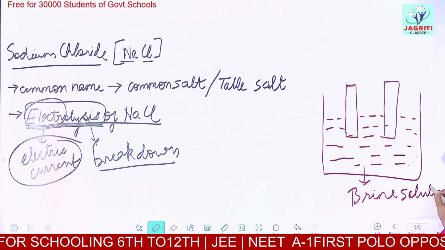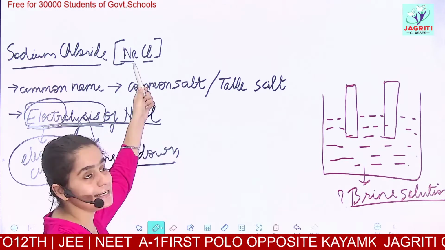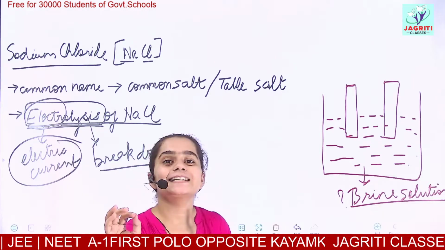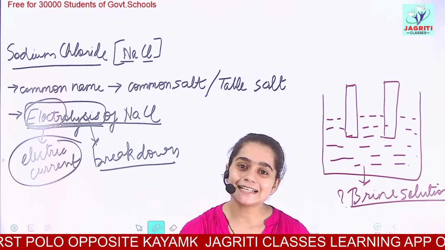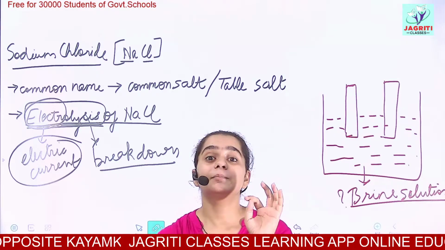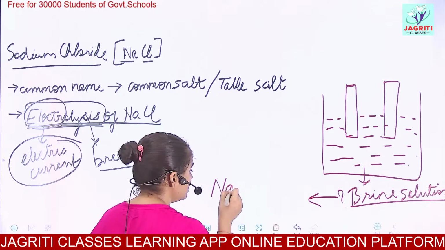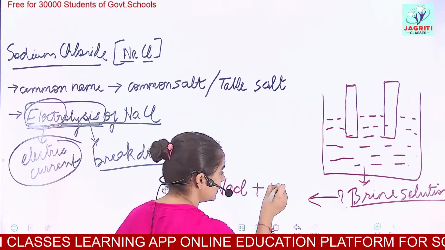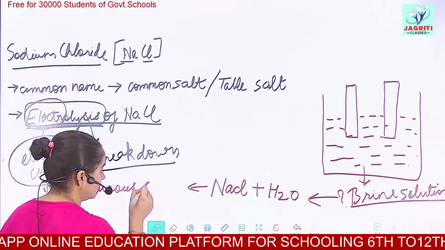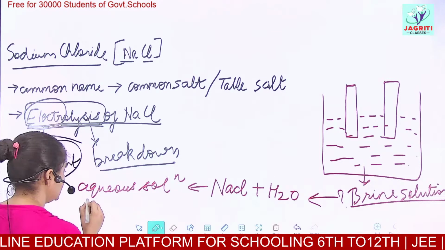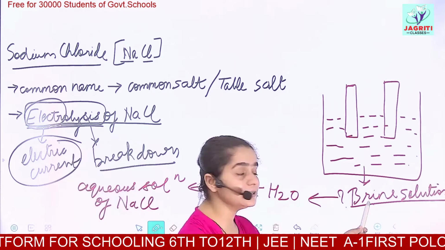Sometimes it is asked in exams, what do you mean by brine solution? Whenever sodium chloride, NaCl, is mixed with water, it is called brine. And I told you in the introduction of the chapter about the states that when anything is mixed with water, it is termed an aqueous solution. So brine means when NaCl is dissolved in water. Or we can write, brine means the aqueous solution of sodium chloride.